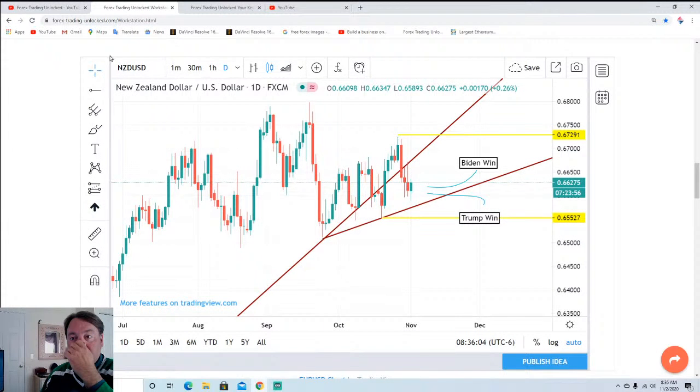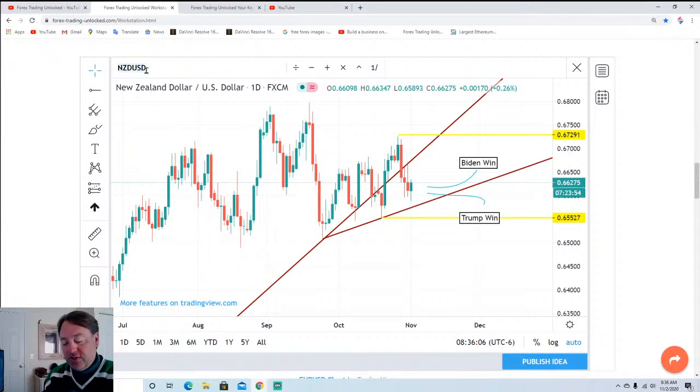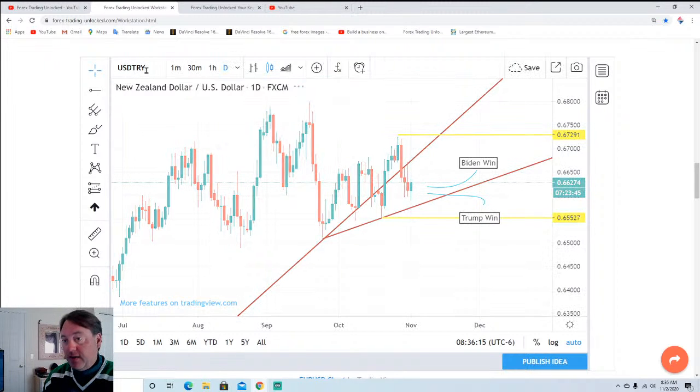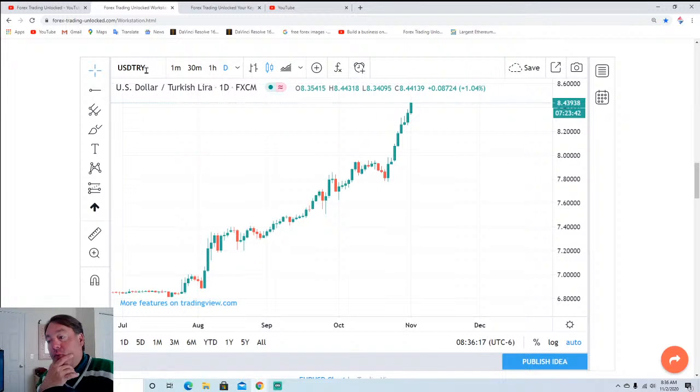So we have this big divergence in the Asian currencies versus how we have it with the European currencies. Now let's go look at the US dollar TRY. The reason we're looking at this is, look at this, pound, new highs.